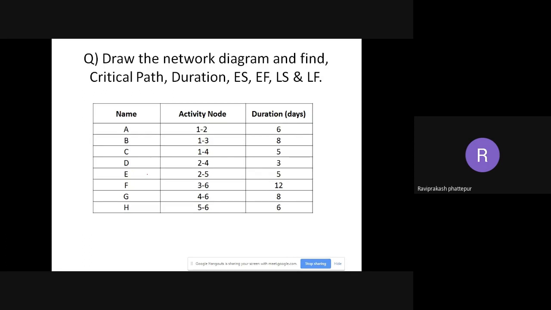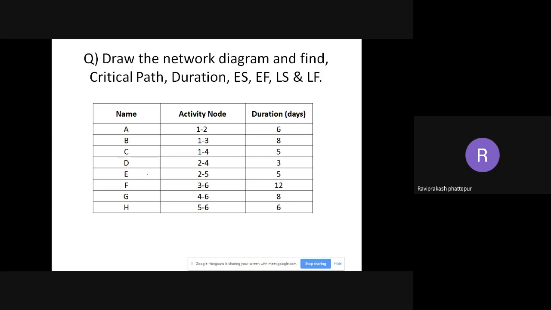And also here they have given the activity node and the duration. So instead of activity, they have given name. Okay, it could be anything. Here they have mentioned A, B, C, D, F, G, H, up to H we are having. Activity node is given, and duration in days is given to you.